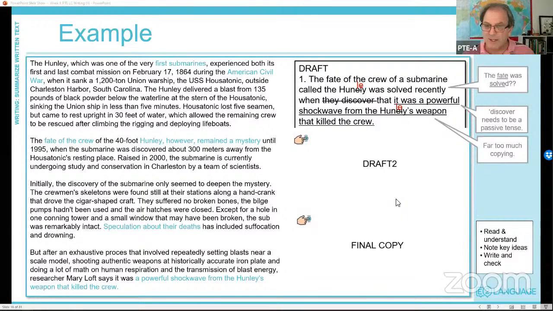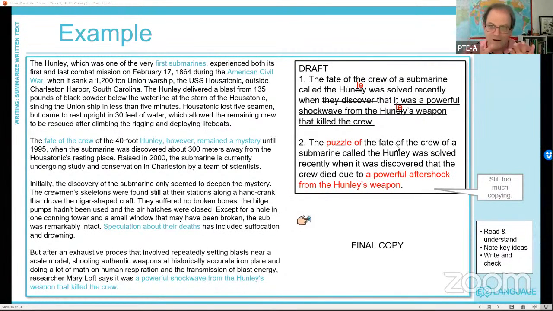So we're writing. Did we understand it? Oh, we need to change the verb tense. Too much copying, so I'm going to use my own words. Referring back to the text, my notes, typing away. Keep drafting, finding a better way of expressing it, moving words around, making sure it agrees.